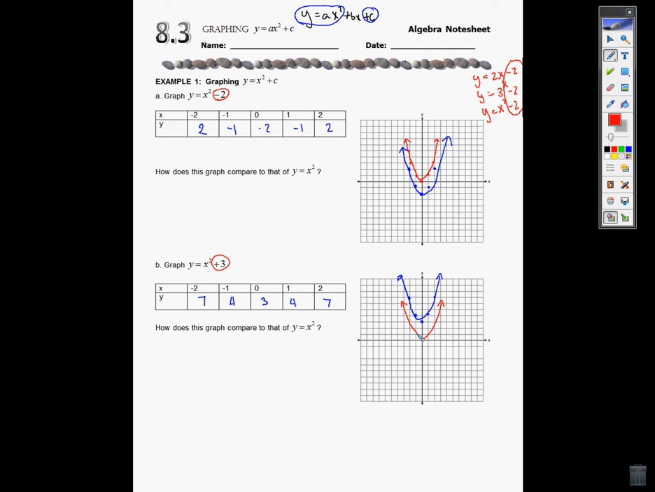Right? So you see the red is my parent function, and my blue is my new function that I'm looking at. It's been shifted upward 3 units. Every point upward 3 units. Very cool. Alright, now let's add in another factor here.